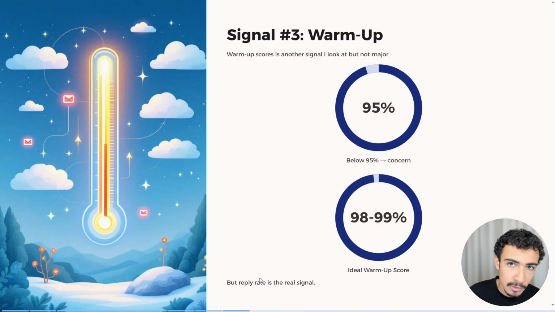Reply rate is your real signal, to be honest, because that's coming from real data. Yes, the warm-up score is coming from real data as well, but I just prefer reply rate because it's coming directly from the campaign. But this is also something you can look at if you want to look at individual email accounts.